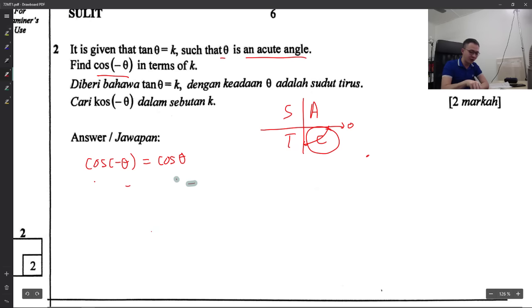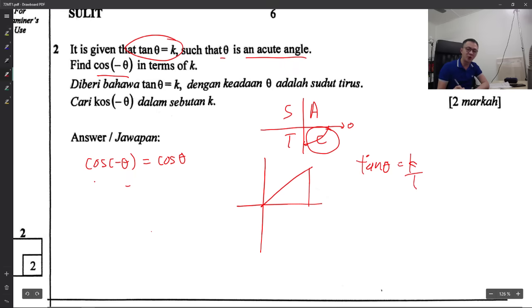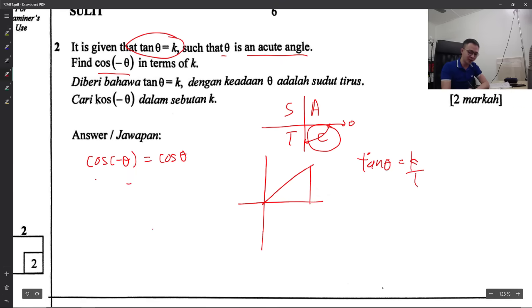So therefore we go back to tangent theta. Because tangent theta equals k, and an acute angle is basically in the first quadrant. Right now we focus on tangent theta equals k. We know k is k over 1, right? Tangent is opposite over adjacent. So it will be k over 1.